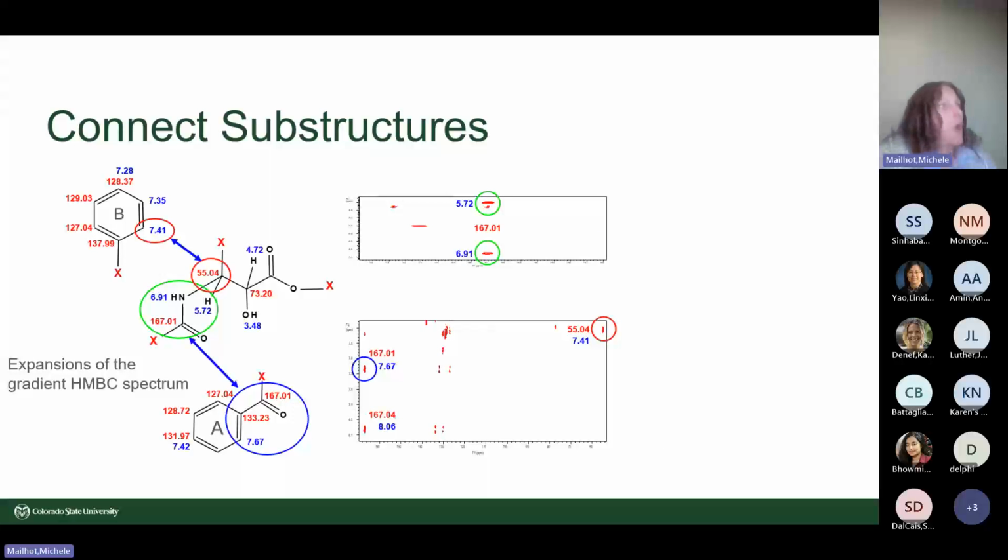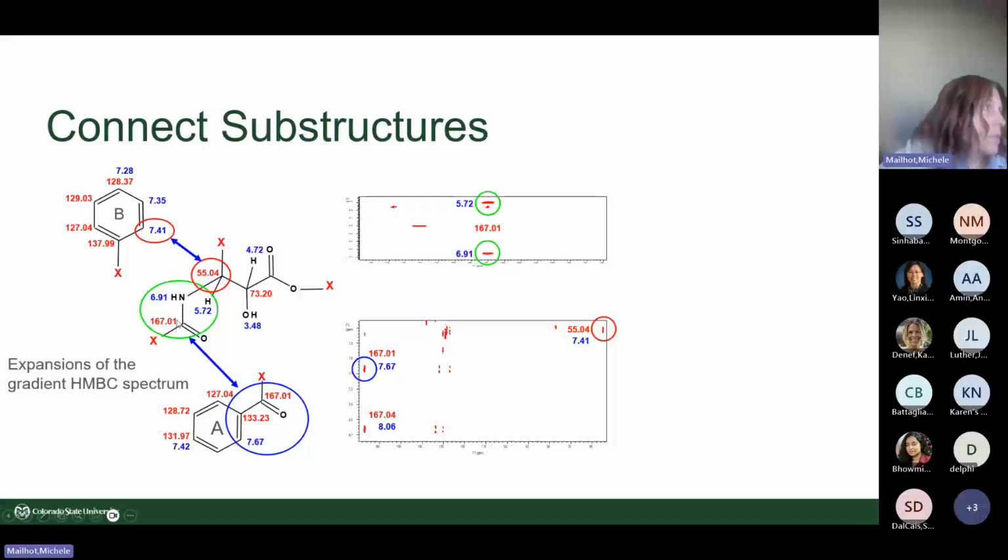Okay, so I'll just look at three subsets and how they connect together. If you look at the green that's up here, the carbon is at 167.1, and you see a cross peak at 6.9, and you see a cross peak at 5.7.